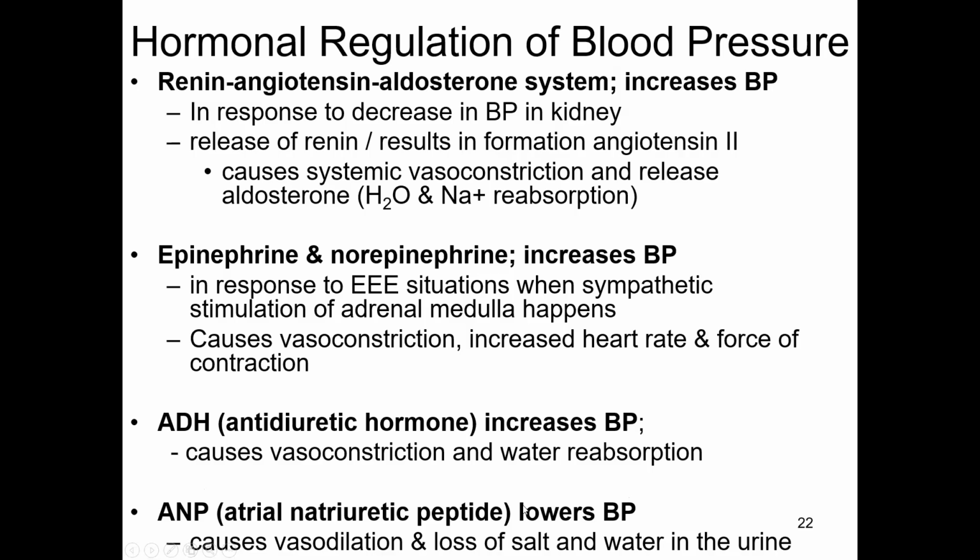So let's take a look at the outlier here, atrial natriuretic peptide, or ANP. This is going to lower blood pressure. This is a hormone that is used in an emergency situation where slight modulation of the other hormones or the nervous system is not leading to the desired result, to decrease blood pressure. So imagine this situation.